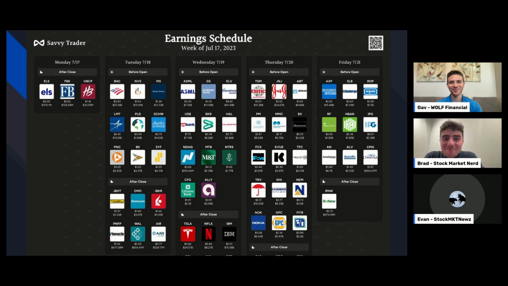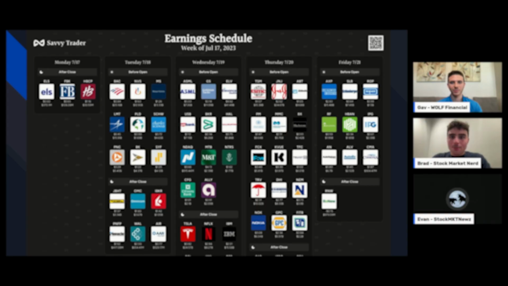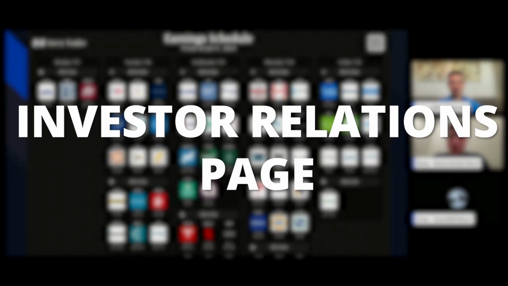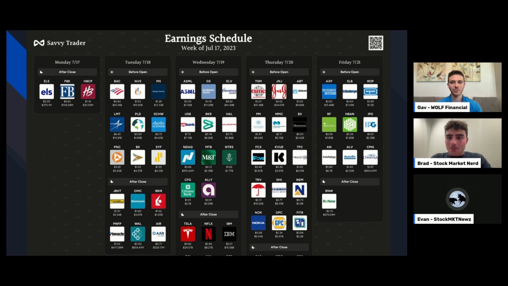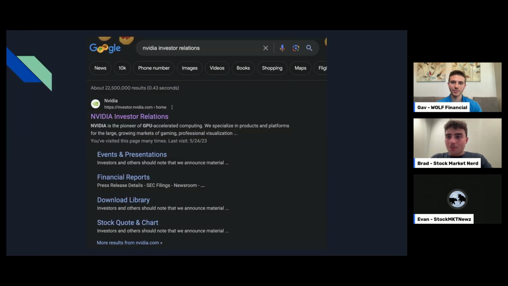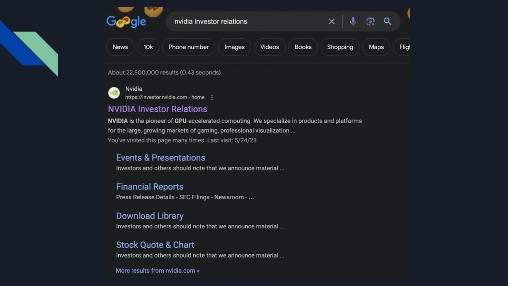Awesome. So now we know when the report is going to be. We also know what to expect. Now, how do we go in and find that? So every single company that is public has an investor relations page. We are using NVIDIA as the example here. If you search into Google just NVIDIA investor relations, you could swap out NVIDIA for Apple, Google, Microsoft, and they all have their own investor relations page.